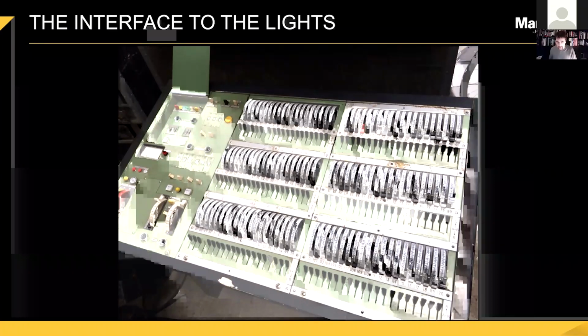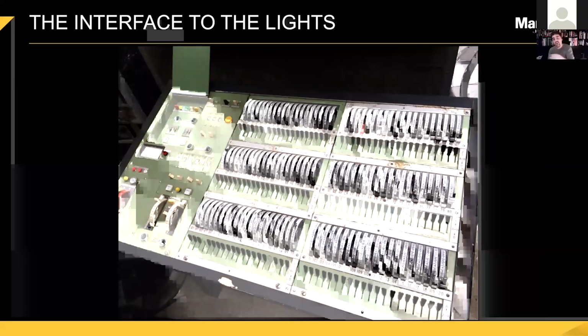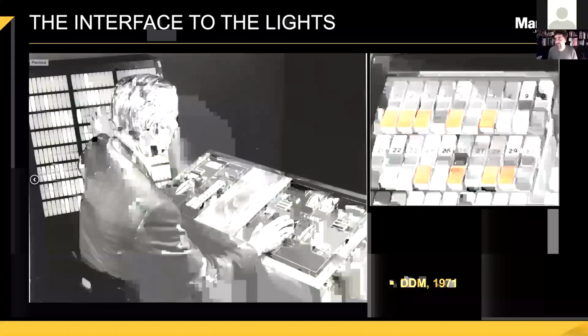The other problem is, though, you know, as you have more dimmers, the console gets bigger and bigger and bigger and bigger. Eventually you need a wheelie chair to get from one end to the other. So people tried to find solutions.